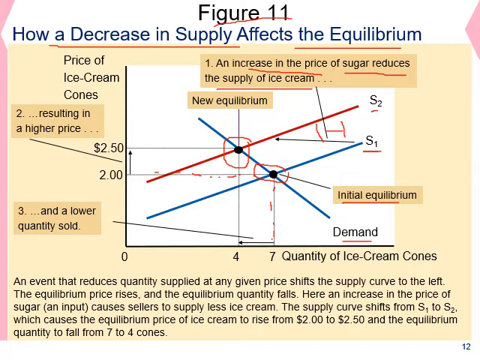At this new equilibrium, the new equilibrium price is $2.50, which is a higher price because from $2 it increased to $2.50, and this will also lead to a new equilibrium quantity, which is a lower quantity. So quantity will decrease from 7 to 4.